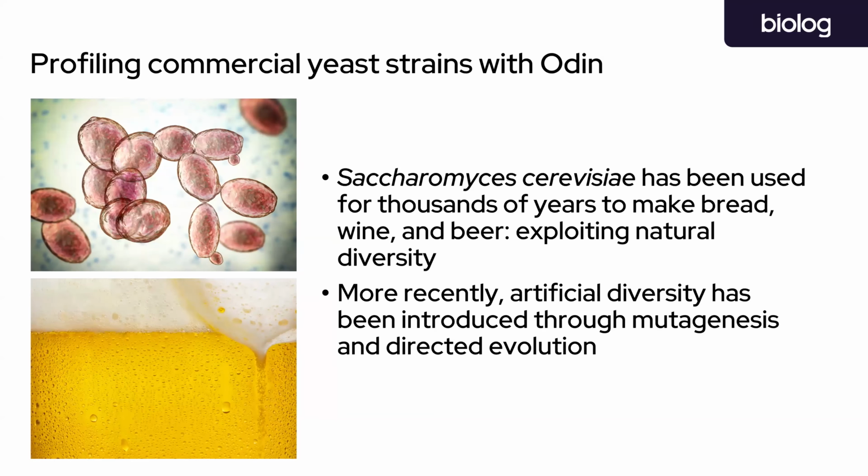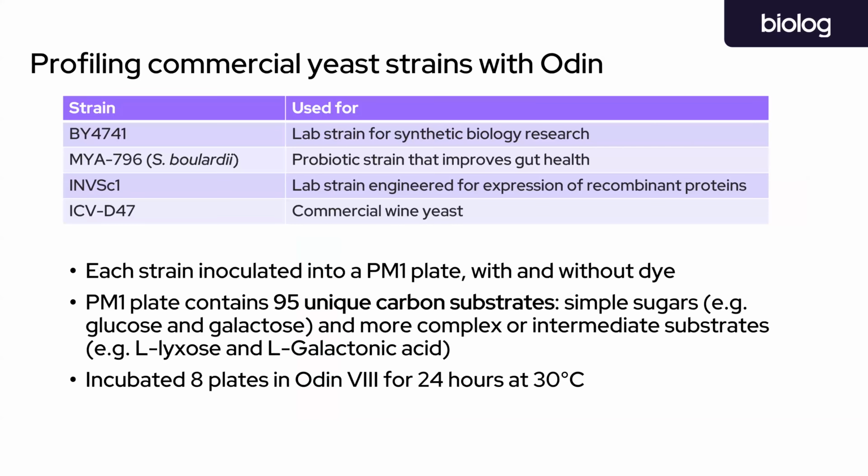So, you might want that strain to be able to use a specific carbon source or to be able to use a wide range of sources of food. So for this experiment, we selected 4 different strains of yeast, and you can see some notes about them in this table here. So the first and the third strains are lab strains, and these were really developed to be science tools. So one of them was engineered to make recombinant proteins, and then one of them is used a lot for synthetic biology.